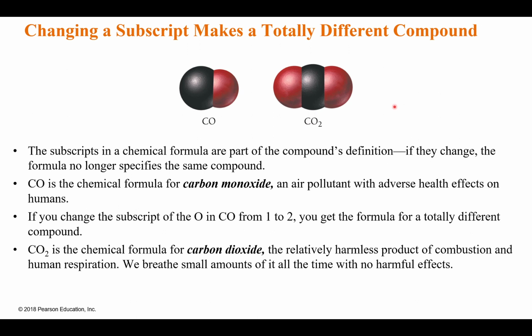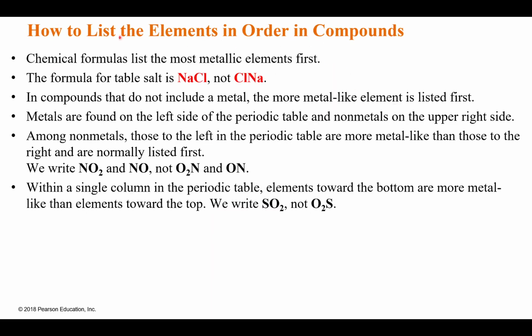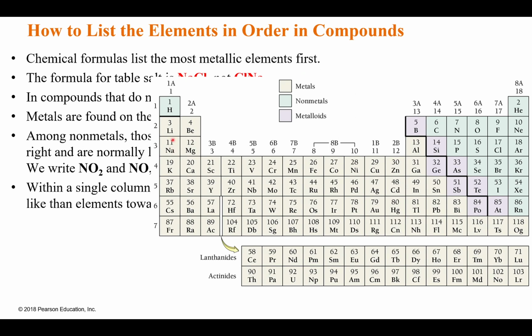And the way we write the formula matters as well. The chemical formula lists the most metallic element first. If you recall, on the periodic table, we have the metals on the left side and non-metals on the right side. So if I have an ionic compound, usually it's between a metal and non-metal. And we'll talk about the difference between ionic and molecular in a little bit.